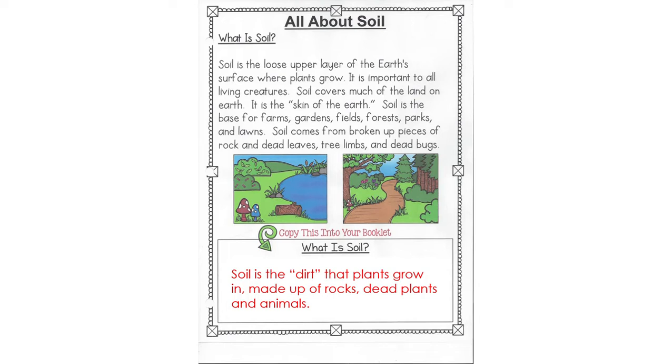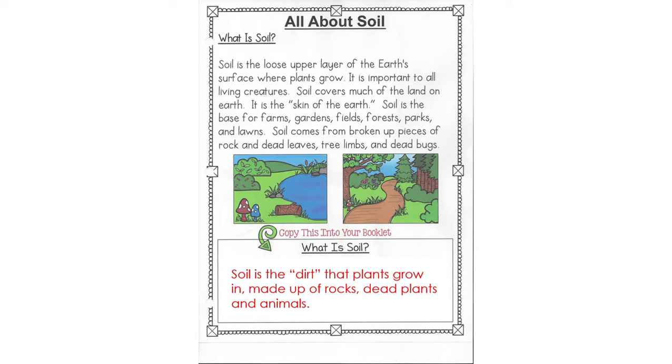Well, you can see on your screen here all about soil. What is soil? Soil is the loose upper layer of the Earth's surface where plants grow. It is important to all living creatures. Soil covers much of the land on Earth. It's like the skin of the Earth. Soil is the base for farms, gardens, fields, forests, parks, and lawns. Soil comes from broken up pieces of rock and dead leaves, tree limbs, and dead bugs.